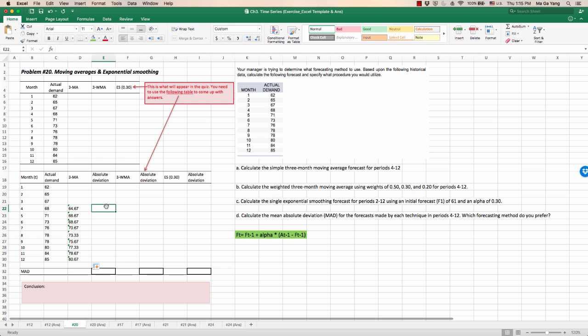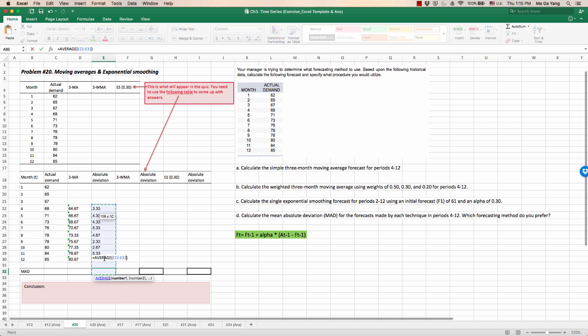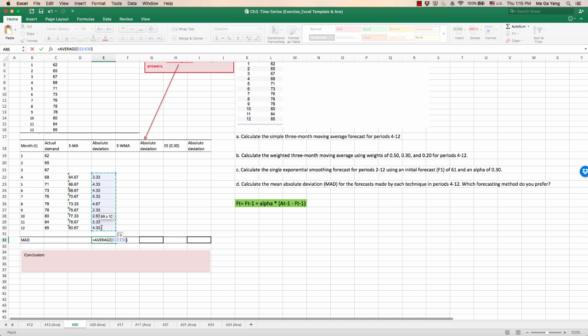So now is absolute deviation. We are taking the absolute value of actual demands minus forecast value, and then copy the formula here. There is no absolute deviation for months 1 through 3, because there is no forecasting value. Then we are simply taking the average value of the absolute deviation. That becomes your mean absolute deviation for the 3 months moving average.